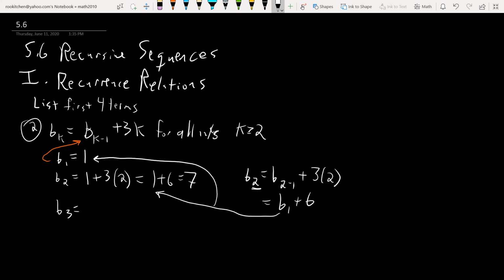B sub 3 is the previous one, which is 7, plus 3 times the k value there, which is 3, so 9. So that would be 16. And finally, b sub 4 is 16 plus 3 times the k value, which is 4, so 12, giving 28.